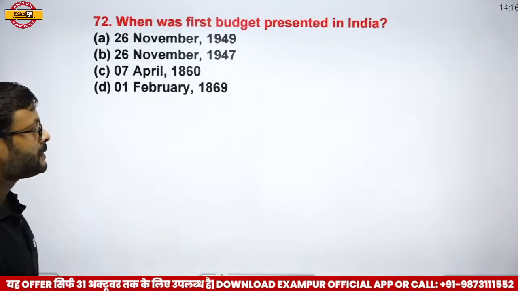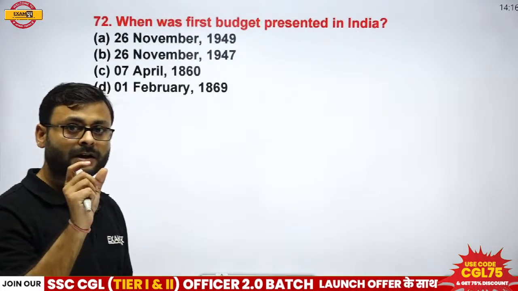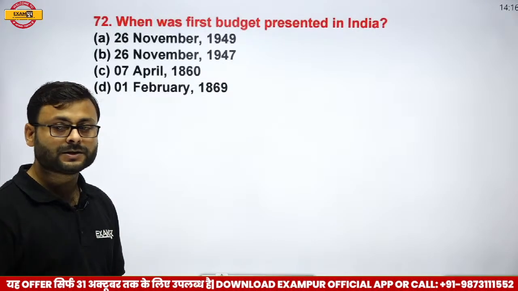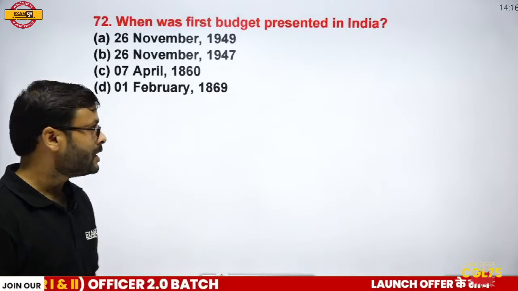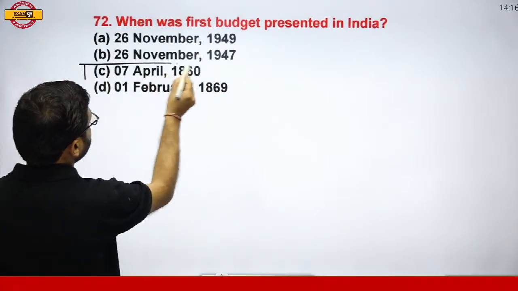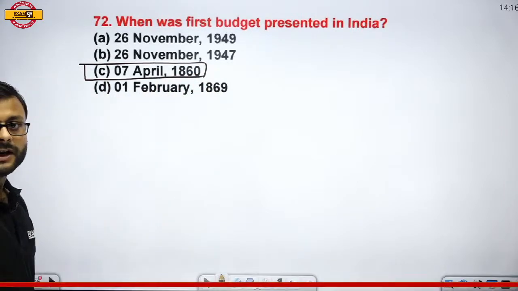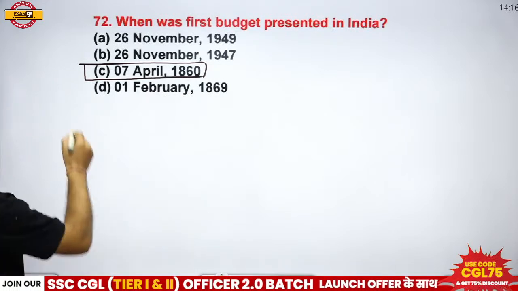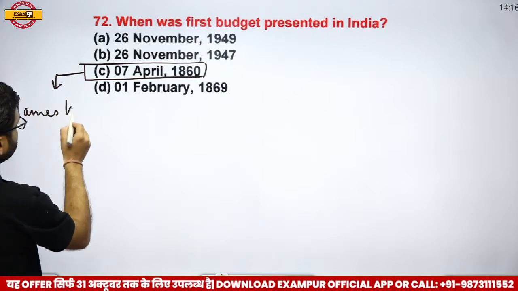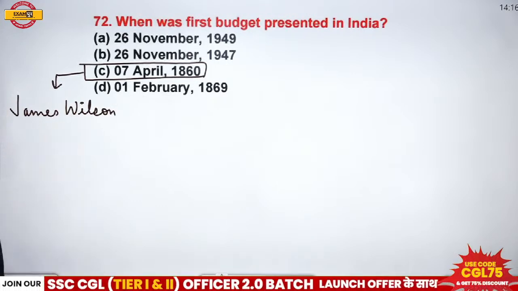When was the first budget presented in India? Kindly consider the words in the question. What will be the correct answer? The first budget of India was presented on the 7th of April 1860. It was presented by James Wilson, so you should mark this option.